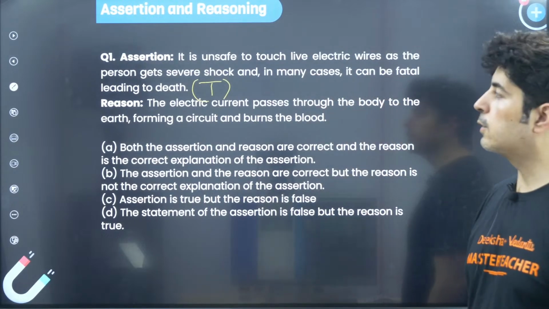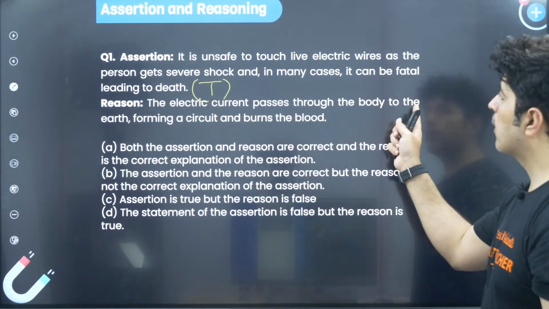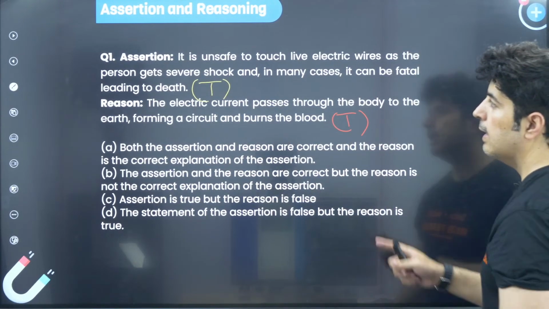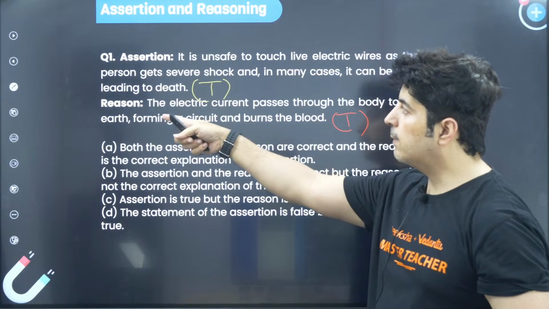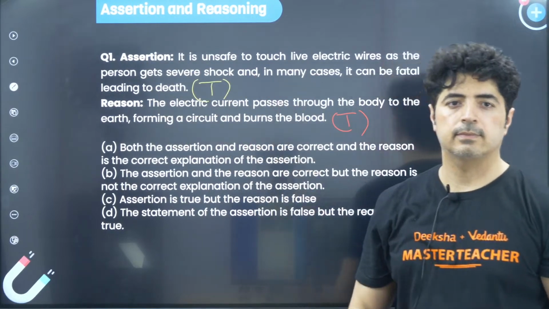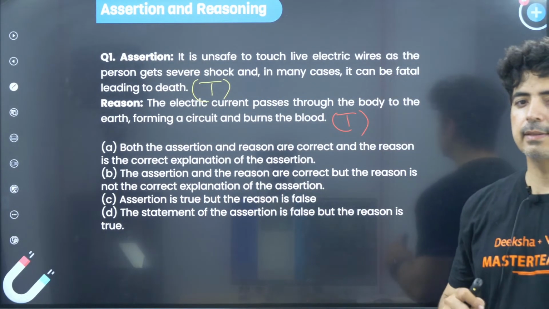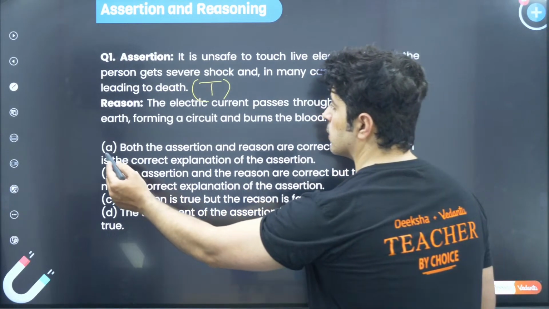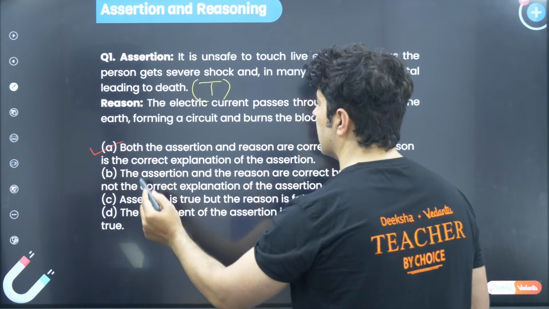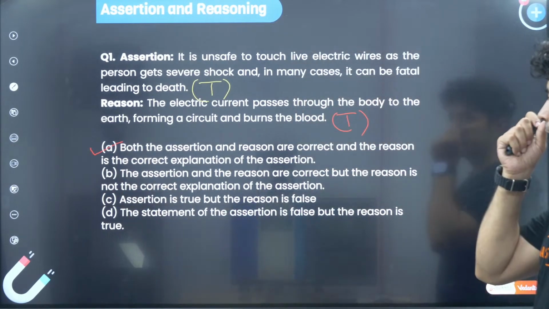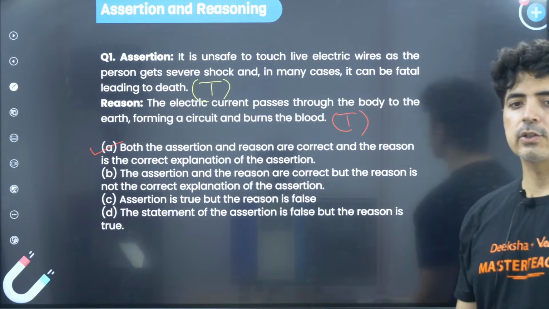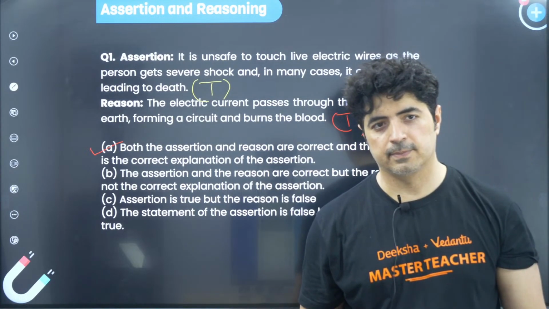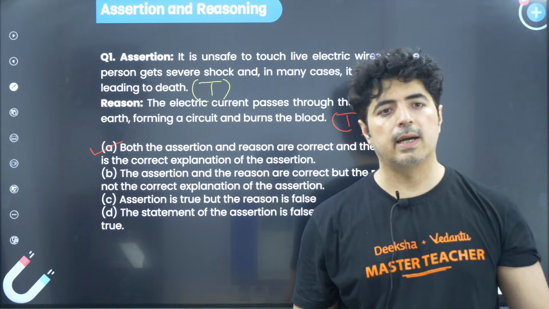What about the reason? The reason, that electric current passes through the body forming a circuit, is absolutely true also. And is the reason able to explain the assertion? Yes, it does in this case. So the answer over here is both the assertion and the reason are correct, and the reason is the correct explanation of the assertion. I can see in the comment box people are writing A, which is the absolutely right answer. Very good, guys, keep it up.